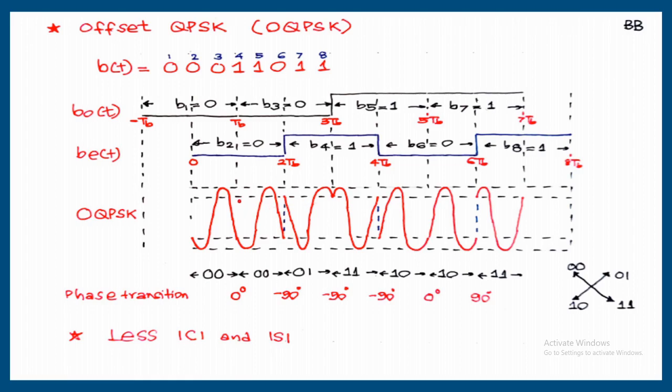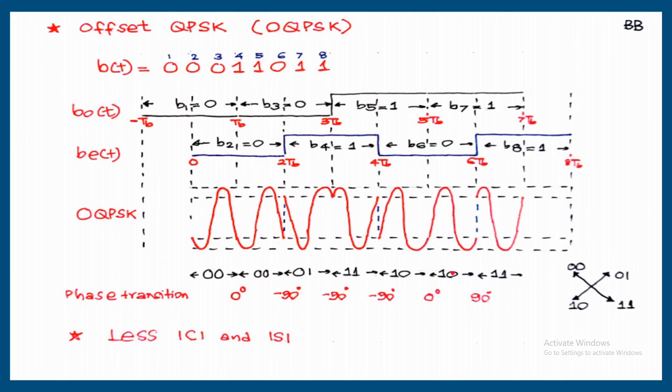At every TB second we will verify whether phase changes are occurring or not. First 0 0, next 0 0, there is no phase change. From 0 0 to 0 1, clockwise direction is always minus, anti-clockwise direction it will be plus. From 0 0 to 0 1, it's minus 90 degrees. Next 0 1 to 1 1, again minus 90 degree. Next 1 1 to 1 0, again minus 90 degree.